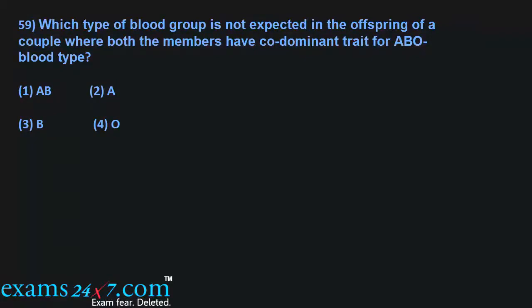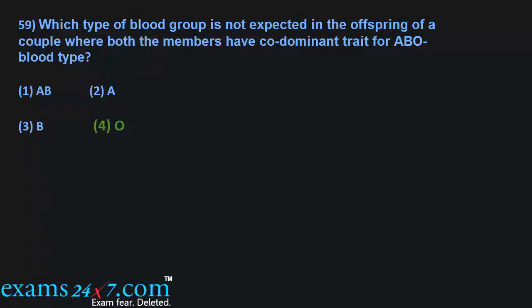Which type of blood group is not expected in the offspring of a couple where both the members have co-dominant trait for ABO blood type? Dear friends, remember, co-dominant refers to AB blood group. If both the parents have AB blood group, then in their offspring we may come across AA condition, that is A group, BB condition, that is B group, AB condition, that is AB group. So, O blood group is not going to be seen in the offspring where the parents have AB blood group. So, option 4 is the answer.